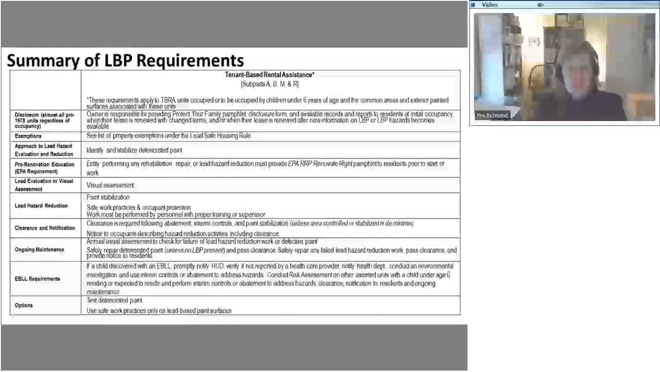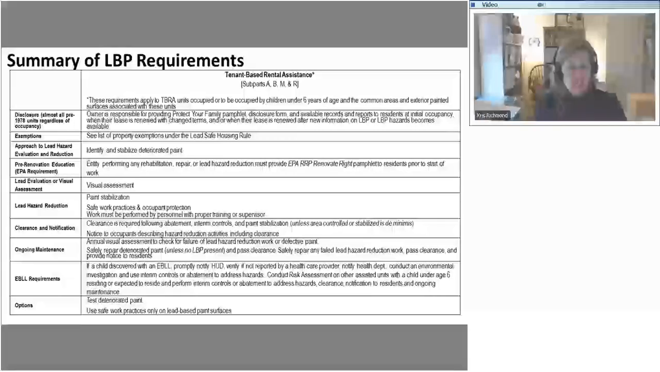So first we have disclosure. Remember, everybody that goes through TBRA, all of those households, regardless of whether there's a child under 6 residing in the unit or not, will receive disclosure for pre-78 units. So they'll get a signed and dated disclosure form by the property owner. A copy of that should be given to the program. The owner should also be providing that Protect Your Family from Lead pamphlet. There should be an acknowledgement that that was received, and as the grantee, I'd want a copy of that acknowledgement.